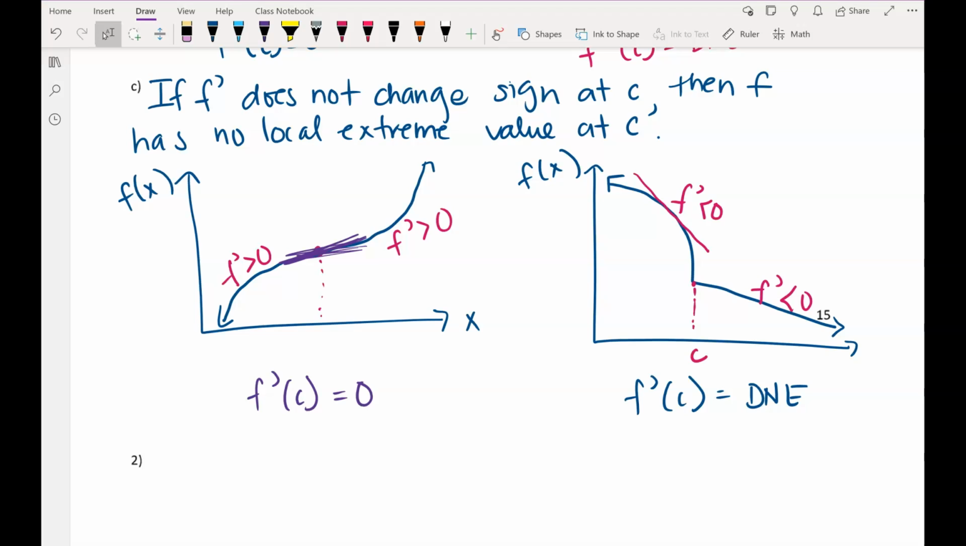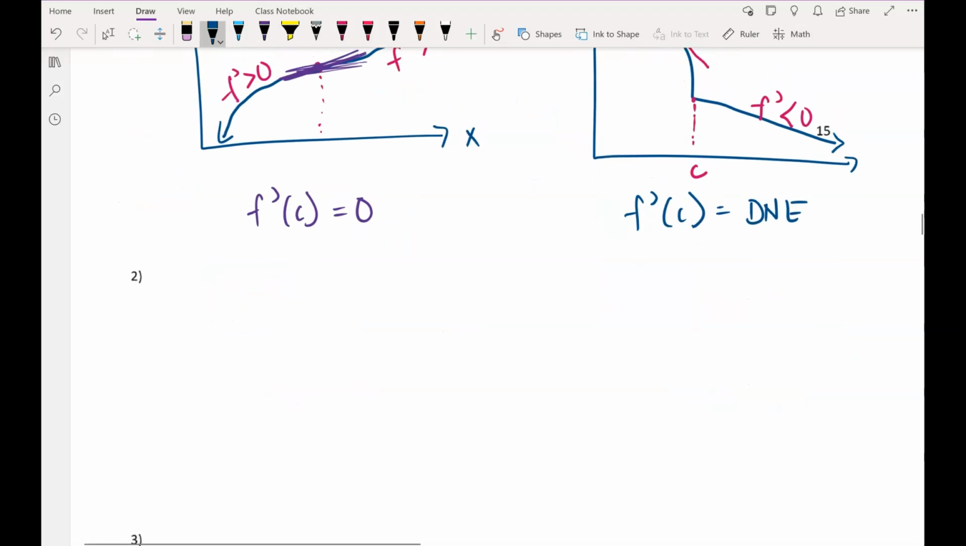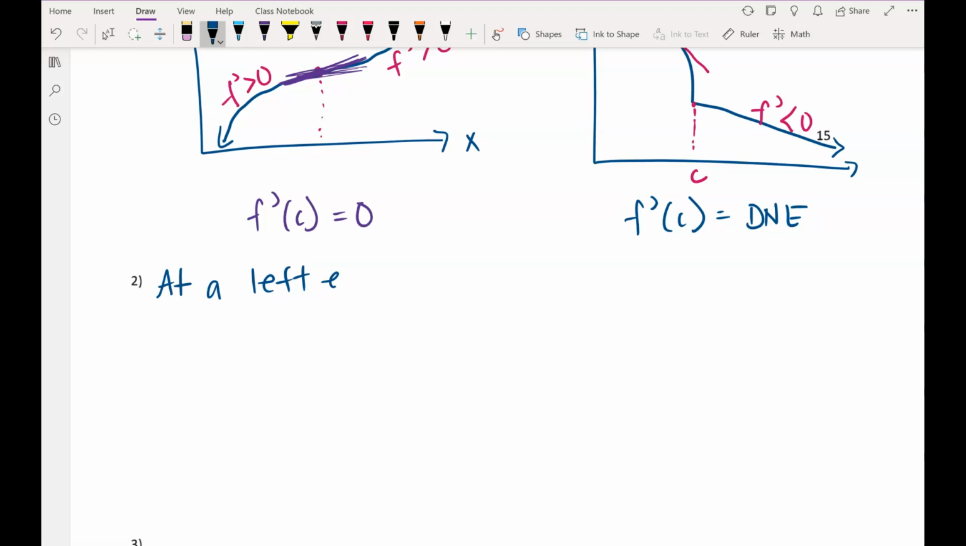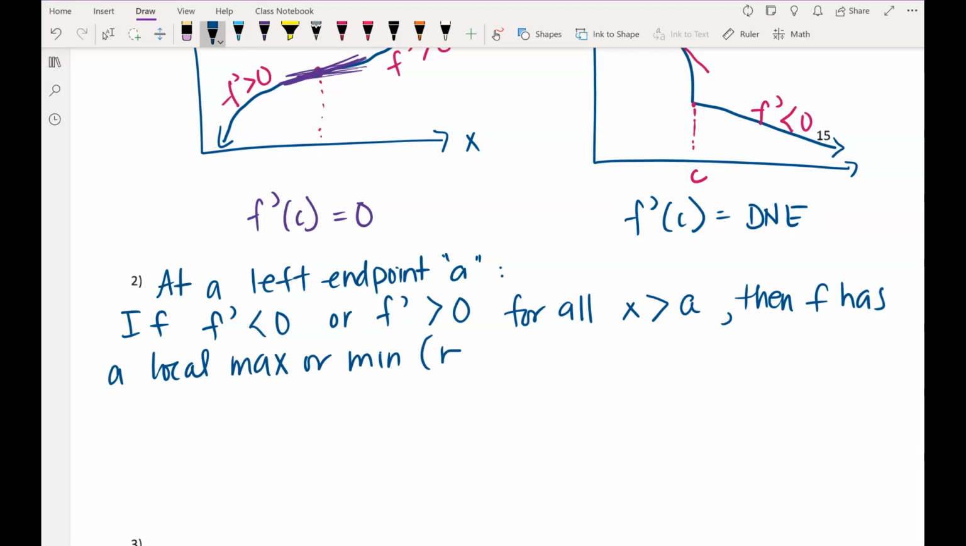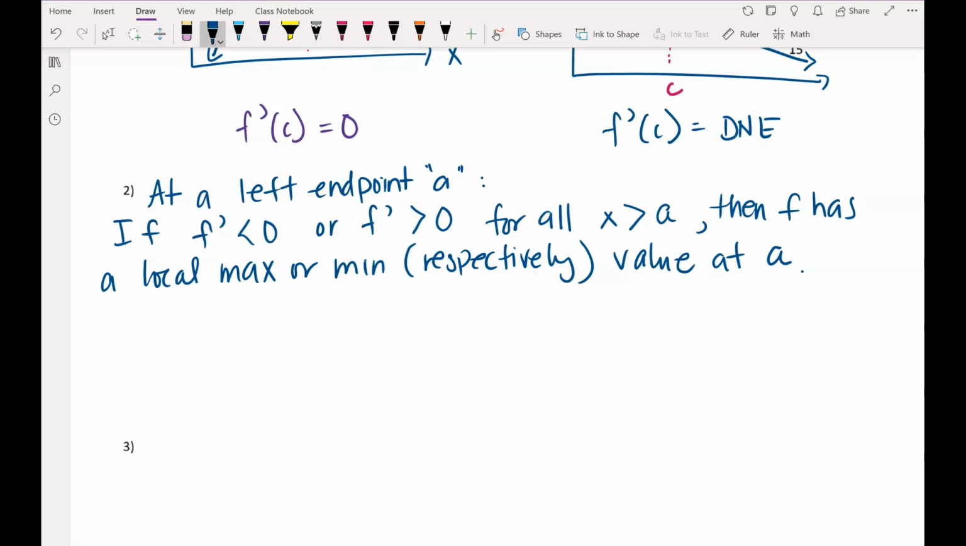Now on number 2, let's go over. At a left endpoint, let's call it A. If f prime is less than 0 or f prime is bigger than 0 for all x values that are bigger than a, then f has a local max or min, respectively, value at A. Okay, what do I mean by that? Left endpoint. So the endpoint's always a bit more tricky.